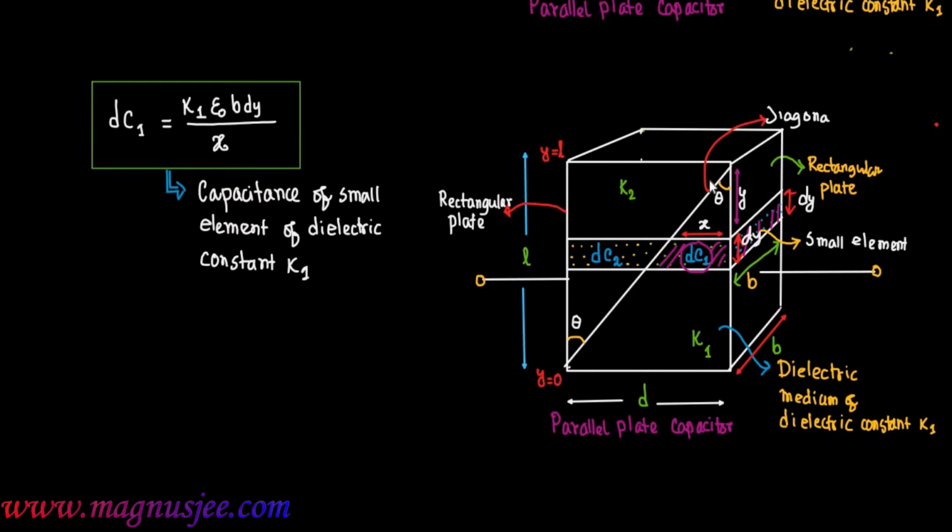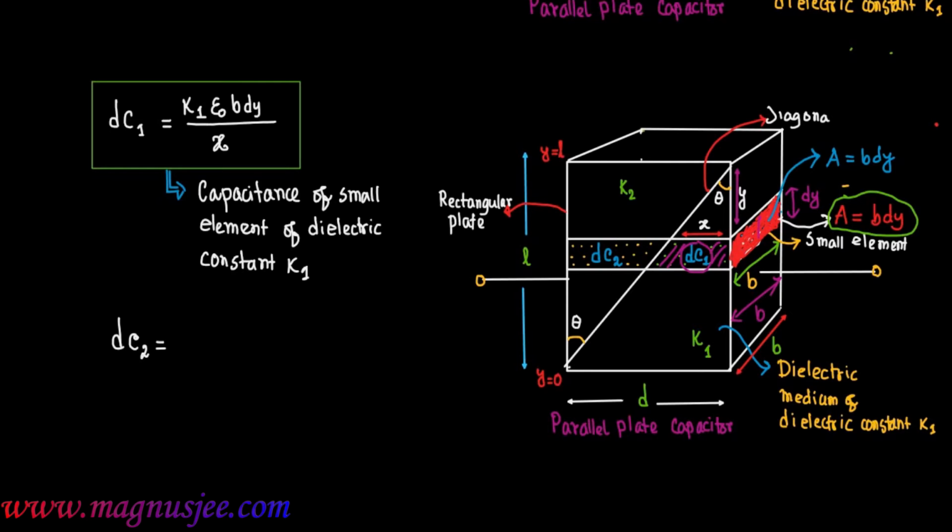Again, here in the diagram, dA is equal to b dy. The area of cross section of this small element is dA, it should be dA, not A. dA is equal to b dy, the area of cross section of this small element of dielectric constant K1. The height of this small element is dy, b is the width and dy is the height.